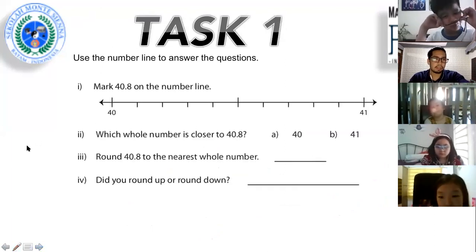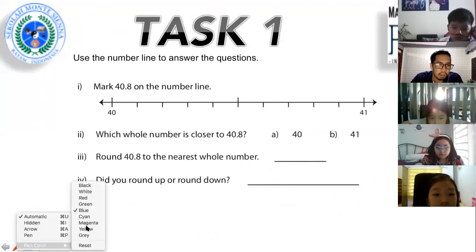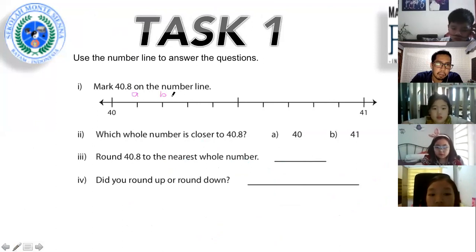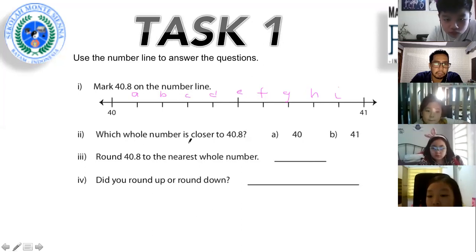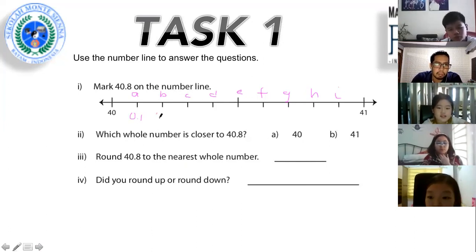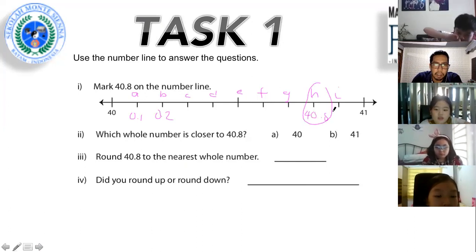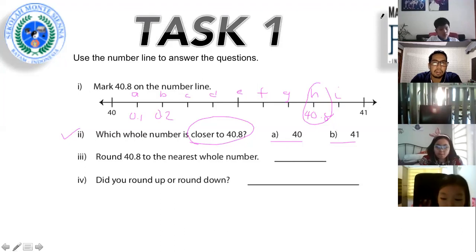Again, and last activity, give me your answers again. 4.8, identify its location on the number line. I will name the following as A, B, C, D, E, F, G, H, I. Go. 4.8, where can we locate it? This is 0.1, 0.2, 0.3, 0.4, 0.5, 0.6, 0.7, 0.8. Here is the location of 4.8. Now tell me, which whole number is closer to 4.8? A or B? The answer is letter B.